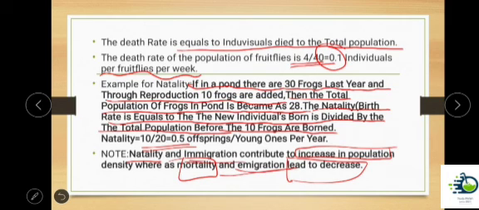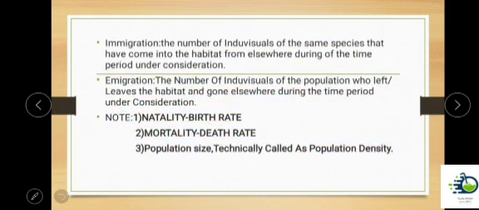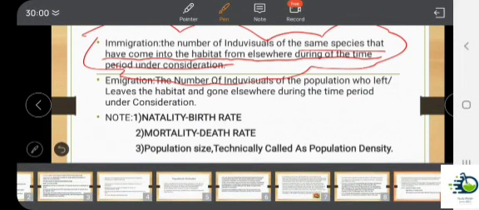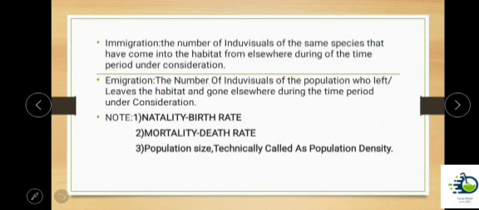Immigration, now we will discuss about it. Immigration is nothing but the total number of individuals of the same species that have come into the habitat from elsewhere during the period of consideration.